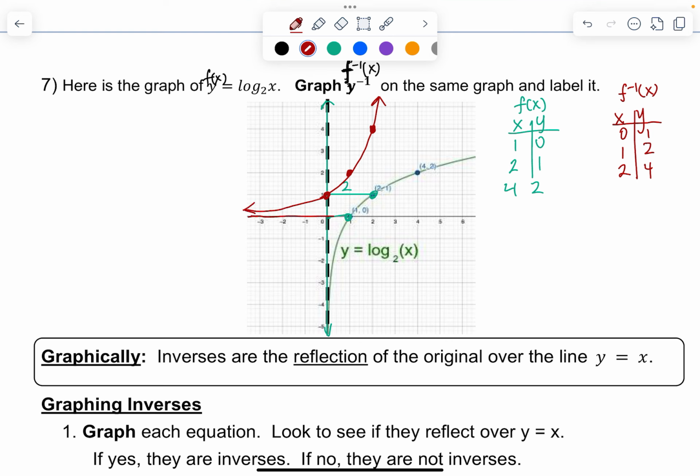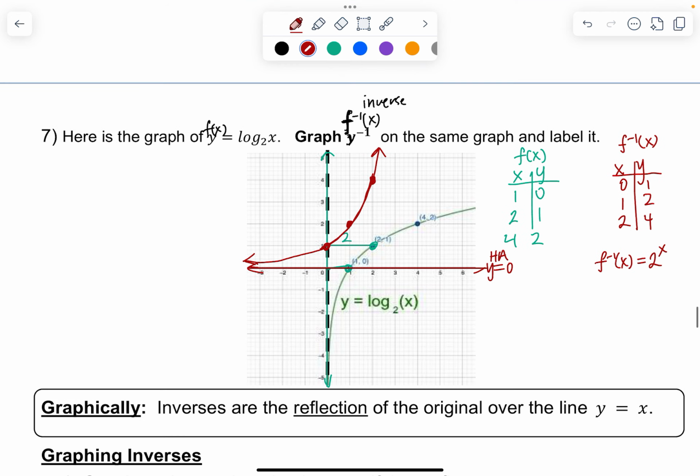And so we recognize that as exponential. It's got a horizontal asymptote at y equals 0. And it is growing, it is doubling. And so that function, if I needed to write it, would be 2 to the x power. And so that makes sense. If we have log base 2 of x, his inverse is going to be exponential base 2 to the x power.